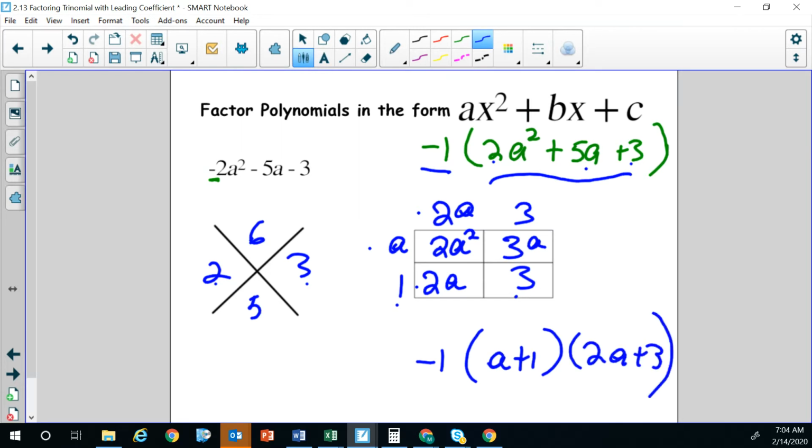All right, that's it. So it's the same process as before. The only thing is that whenever the leading coefficient is negative, we have to factor out a negative 1 by changing the signs of the polynomial.